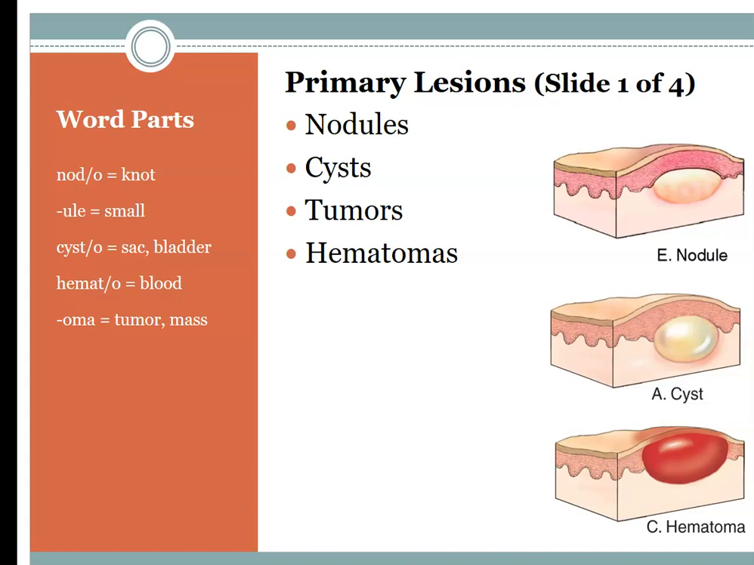Hematomas are collections of extravasated or leaked blood that are trapped in the tissues and can be felt by the examiner. With your word parts on the slide, you've got nodo is knot, ule equals small, cysto equals sac or bladder, hemato equals blood, and oma is tumor or mass.